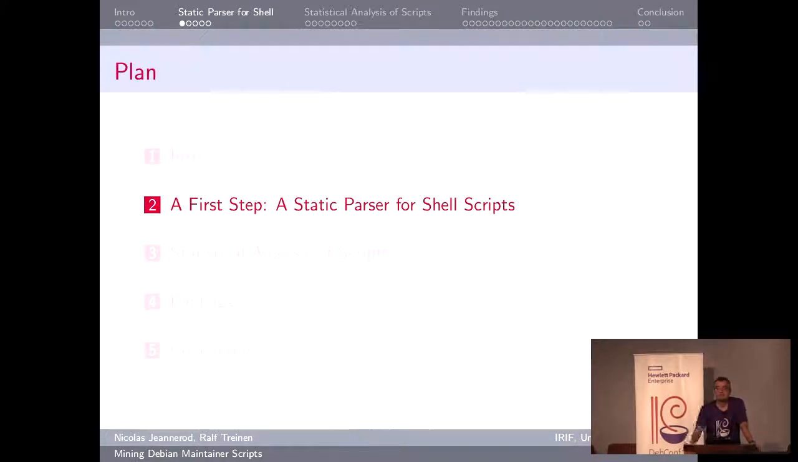The first step to obtain a toolchain which does all of this is to start with parsing of shell scripts to obtain a syntax tree for shell scripts. And this is what we did first.